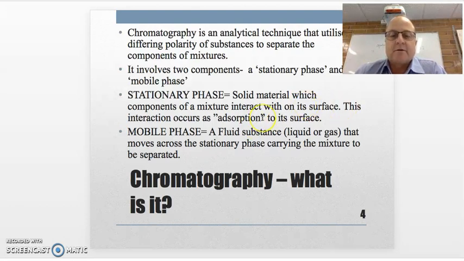This interaction occurs as adsorption to its surface. Now, I'll talk a little bit about what this word means here. You've probably heard the word absorption before, but adsorption is actually a different phenomenon. So we'll look at that shortly.